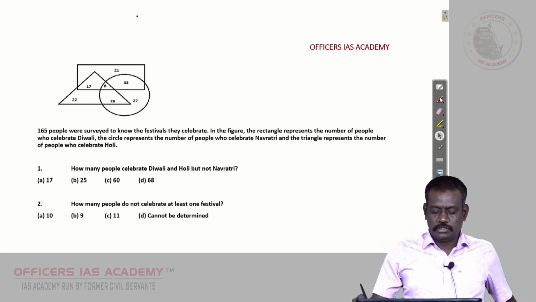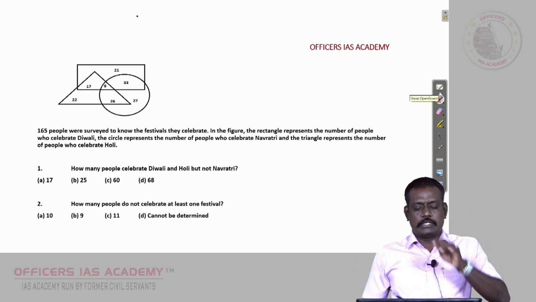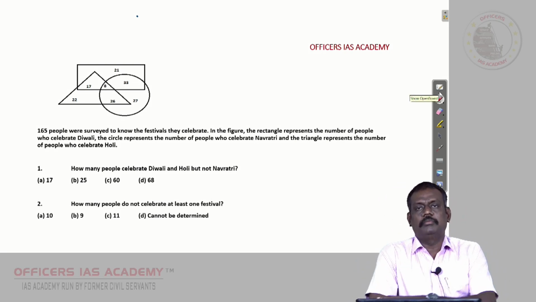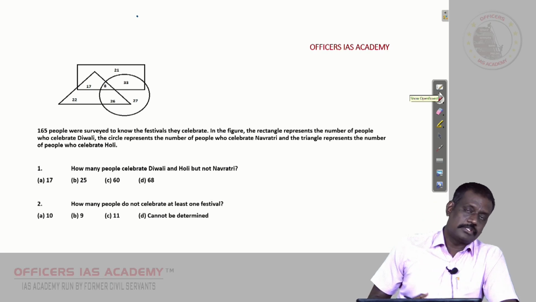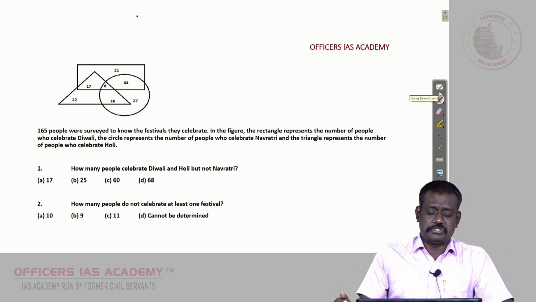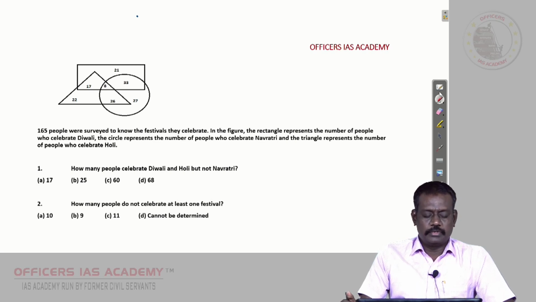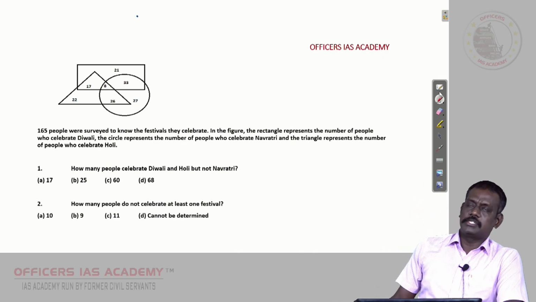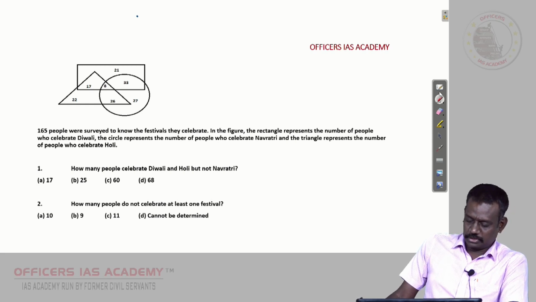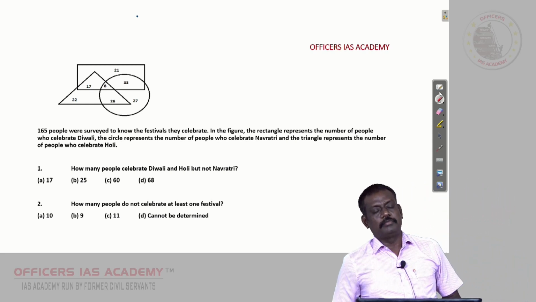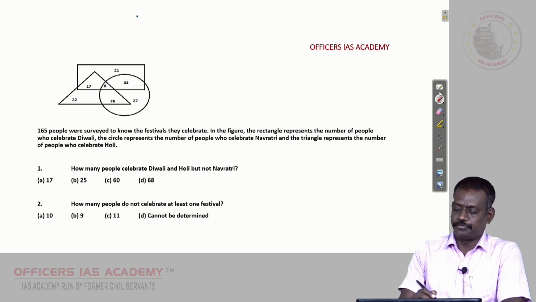Okay, students. So first, this is just a general problem, not exactly a Venn diagram, but this type of problem will also appear in your examination. That's why I have given this. So you just solve this problem. It is given that 165 people were surveyed to know the festivals they celebrate, and in the figure the rectangle represents the number of people who celebrate Diwali, the circle represents the number of people who celebrate Navratri, and the triangle represents the number of people who celebrate Holi.